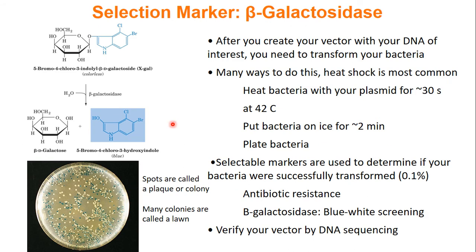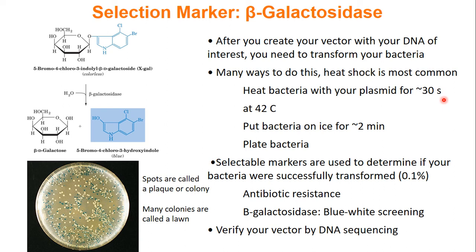Okay. So let's say we have our vector with our DNA, and we put it into bacteria somehow, either through a virus or through a process called heat shock. So what heat shock is, you take your bacteria and your plasmid, and you combine them into one test tube, and you put them on a heat block that is roughly 42 degrees centigrade. And you do that for 30 seconds. So you mix your plasmid with your bacteria.